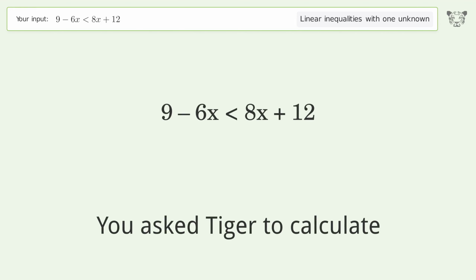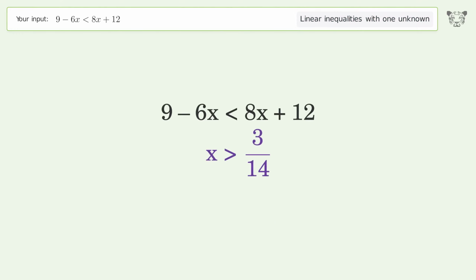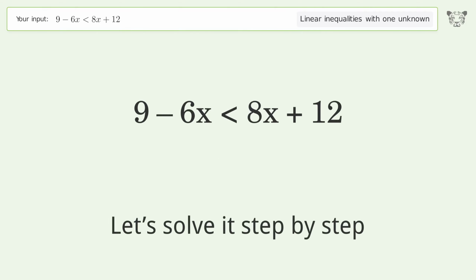You ask Tiger to calculate. This deals with linear inequalities with one unknown. The final result is x greater than -3/14. Let's solve it step by step.